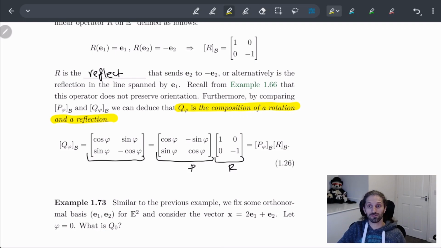I will see you in the next video where we look at an example of a Q, and in particular, look at how this relates to reflections.